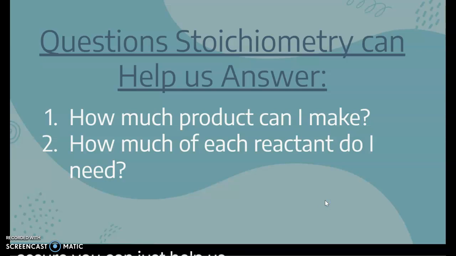Stoichiometry can just help us answer questions like how much product can we make? So for example, how many s'mores can we make given the amount of graham crackers, chocolate, and marshmallows we have? And it can also tell us how many of each reactant we need.